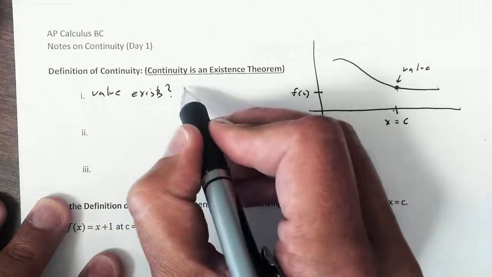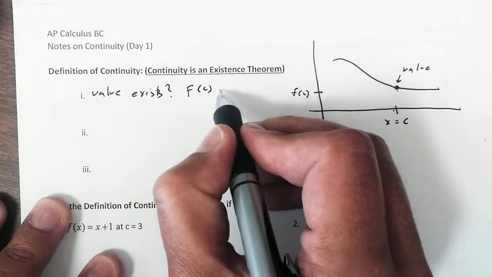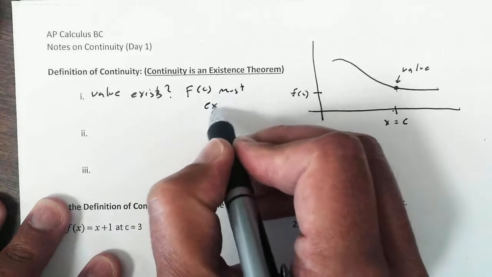That's more of a question. We have to check it. So f of c must exist.